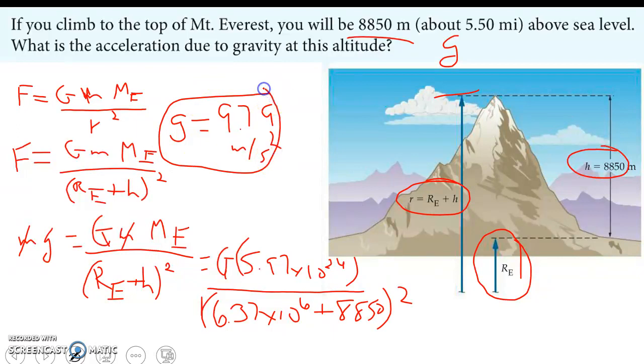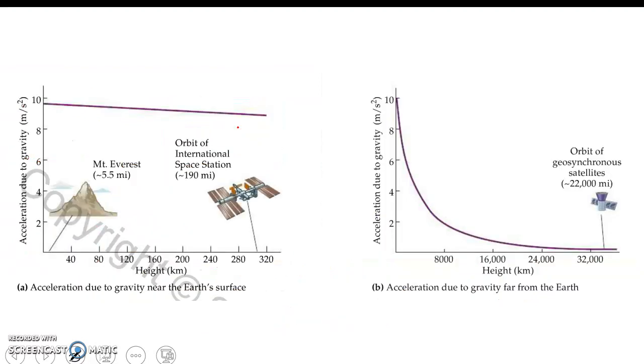Interestingly enough, the farther we get from sea level, the less we're going to accelerate when we fall. And that's because we're not as close to the center of the Earth. All right, so let's look at acceleration due to g at different points here. So this is our height in kilometers above, right? And this is where we're at sea level. And then you can see, here's where Everest is at. Here's the International Space Station.